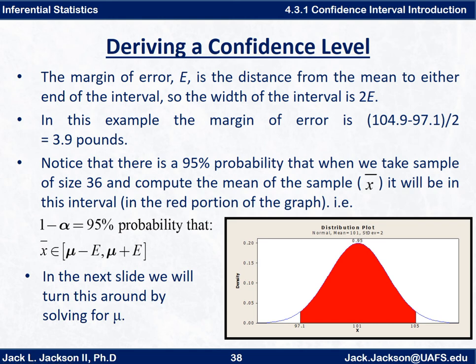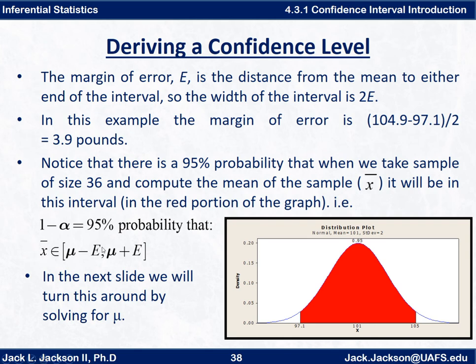Now notice that there's a 95% probability that if we take a sample of size 36 and compute the mean of the sample, that's x bar, it will be in this interval. In other words, it will be in the red portion of the graph. So we have a 1 minus alpha equals 95% probability that x bar is in this interval from mu minus e to mu plus e. This 97.1 is the mu minus e, and the 105 is the mu plus e. Now in the next slide, we're going to turn this around. We don't know mu, we know x bar. So this is kind of saying like we knew mu and we're going to randomly pick an x bar, and x bar is the variable. That's not really the way it works out.